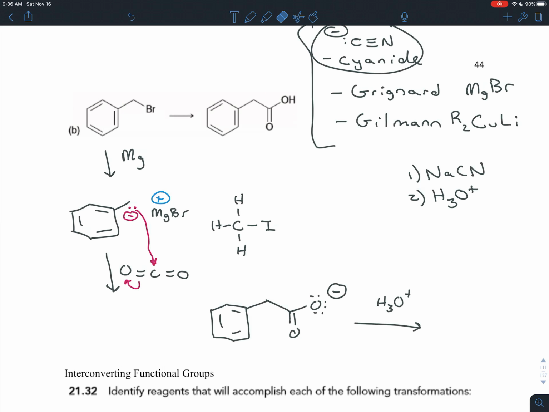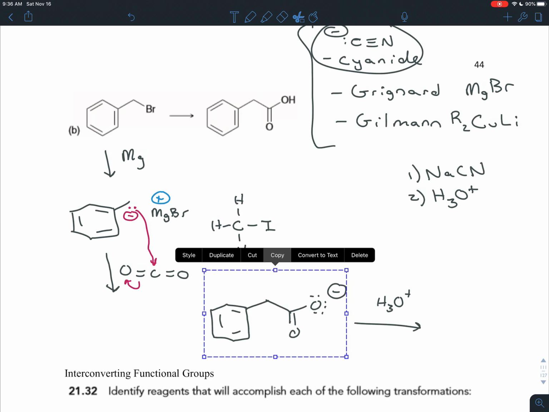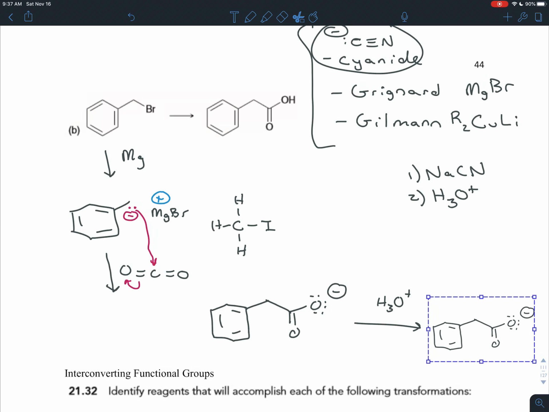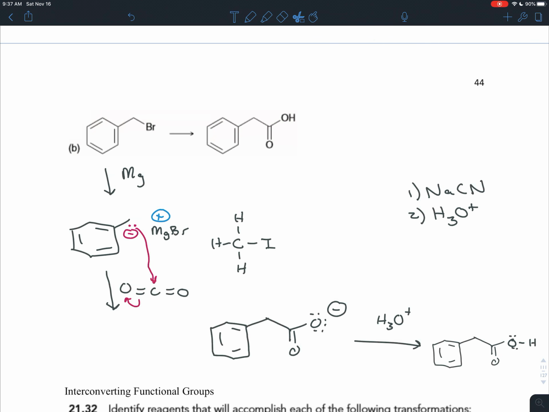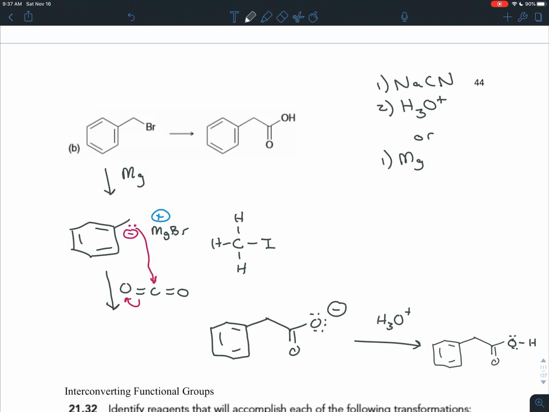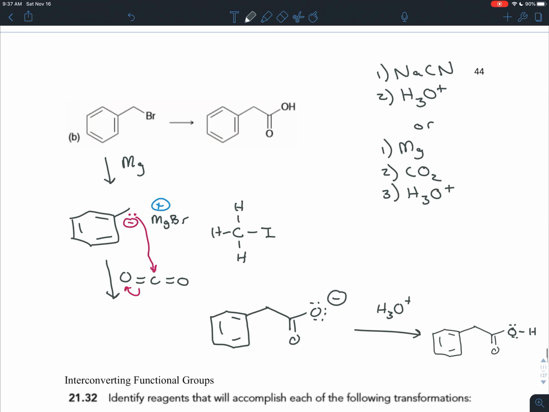And so you'd follow that up with acid or just water to protonate it. That would do the proton transfer. So you'd have that there. And that would be your product. So that's another possible recipe. So we saw how you could use a cyanide and make a nitrile and do a hydrolysis reaction. We just saw how you can create a Grignard reagent with magnesium, treat that with carbon dioxide, and then just add a hydrogen on.